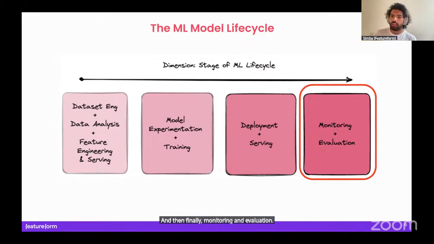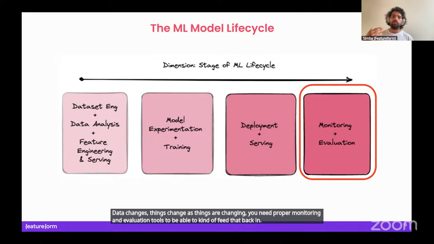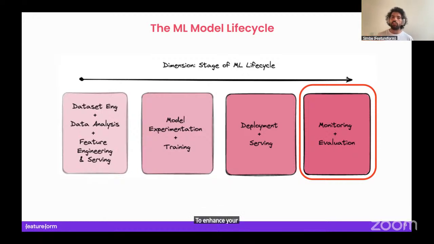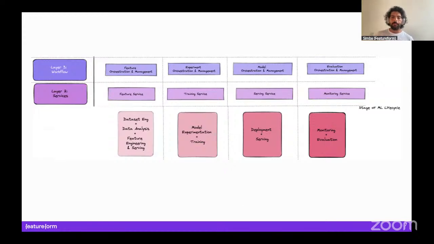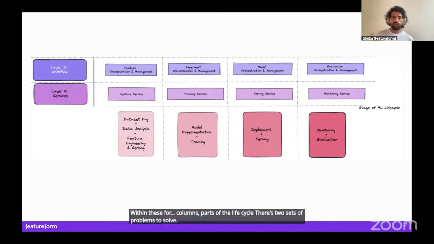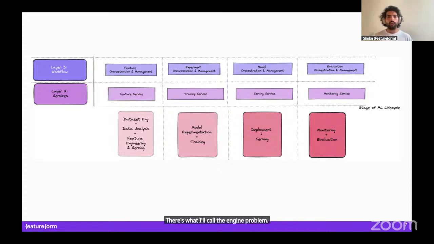Once the model is in production, data changes, things change. As things are changing, you need proper monitoring and evaluation tools to be able to feed that back in to enhance your training again, maybe change your feature engineering and data set creation. Within these four columns, parts of the ML lifecycle, there's two sets of problems to solve. There's what I'll call the engine problem and the workflow problem.